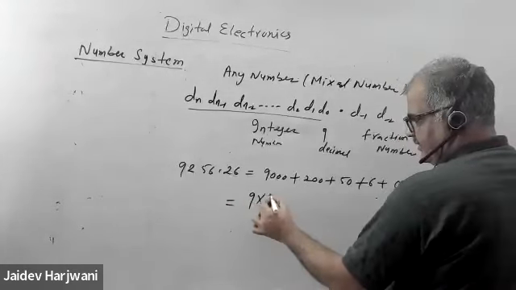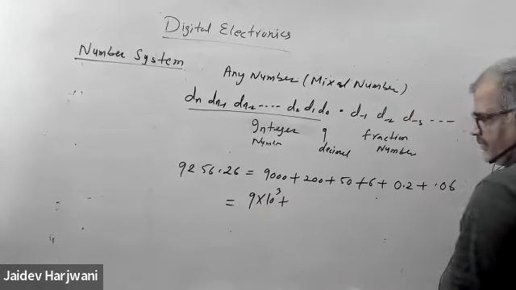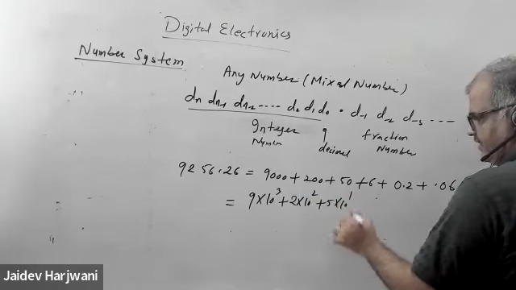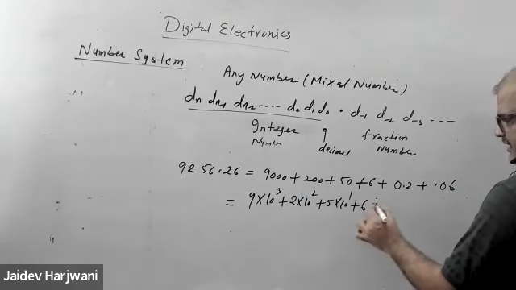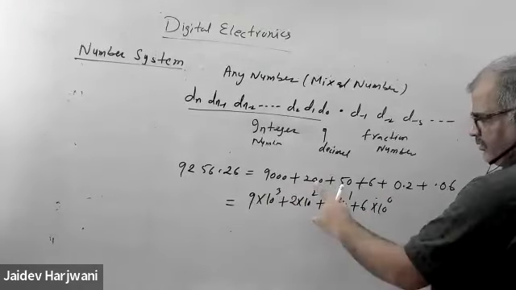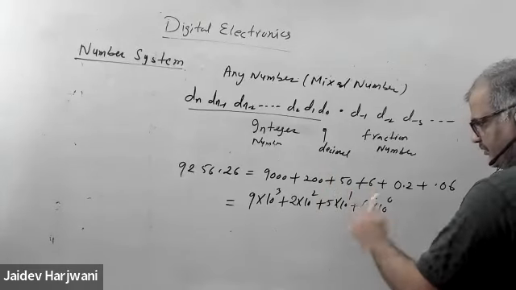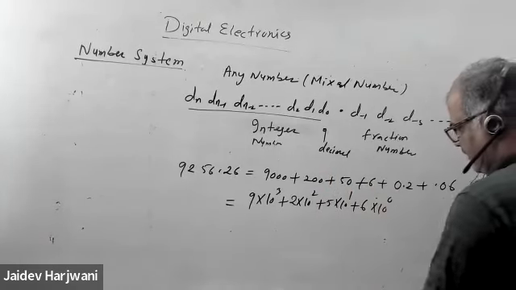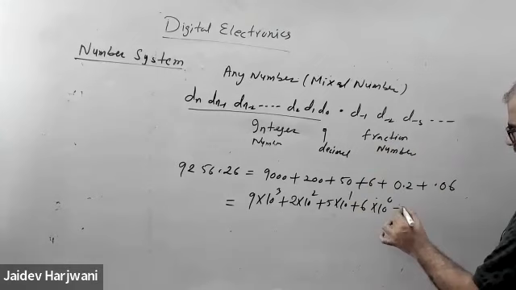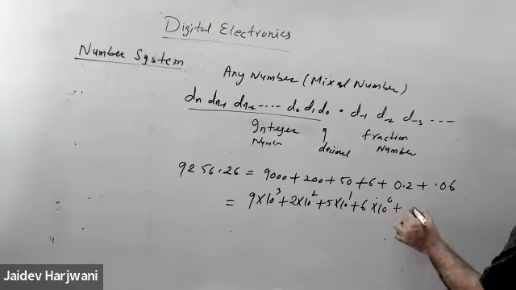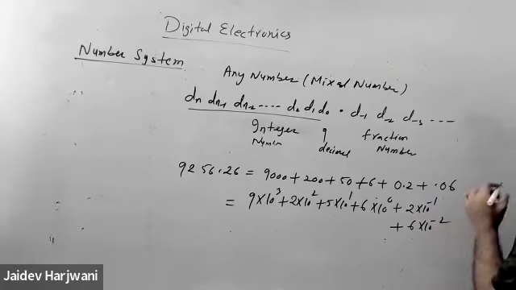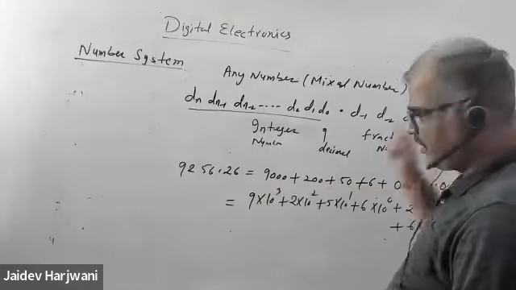Now the same thing, I can write this as 9 into 10 to the power 3, 2 into 10 to the power 2, 5 into 10 to the power 1, 6 into 10 to the power 0. So for 9,000 I'm putting 10 to the power 3, for 200, 10 to the power 2, for 50, 10 to the power 1, and for 6, 10 to the power 0, which is 1, multiplied by 6. Then you can write 2 into 10 to the power minus 1, and 6 into 10 to the power minus 2. If there are further digits, you can keep on writing like this.